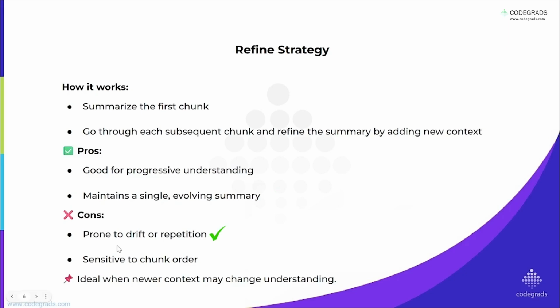Now, the disadvantage is that it is prone to drift or repetition, as we are passing previously created chunks to the newer chunk, towards the newer summary. So it can be prone to drift or repetition, and it is sensitive to chunk order. If the chunks are in sequential order, like first, second, third, fourth, fifth, then it is good. But if the sequential order is not there and they are randomly introduced, at that point of time it is sensitive to the chunk order. It is ideal when newer context may change understanding. So this is the use case and overall working of the refine strategy.